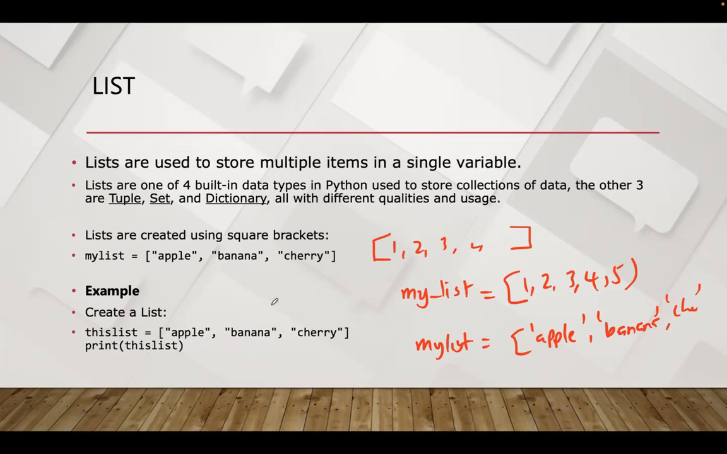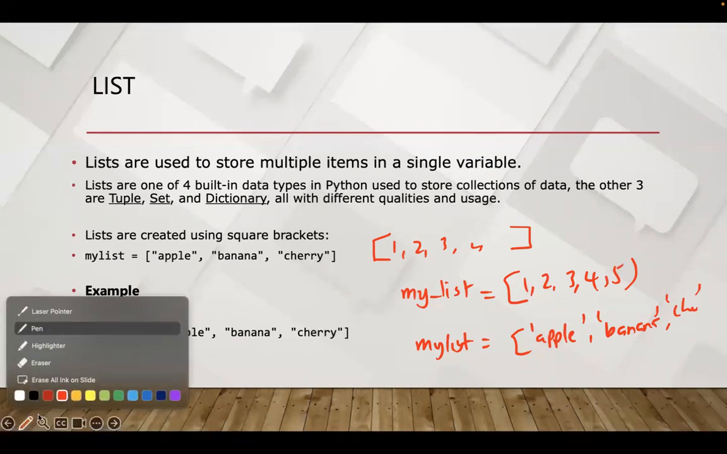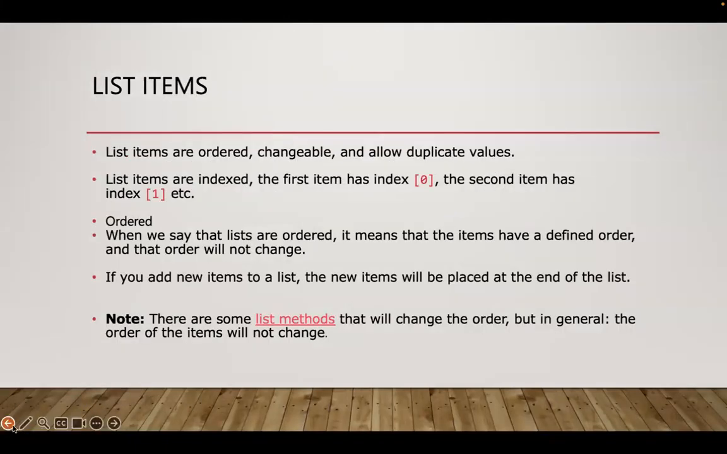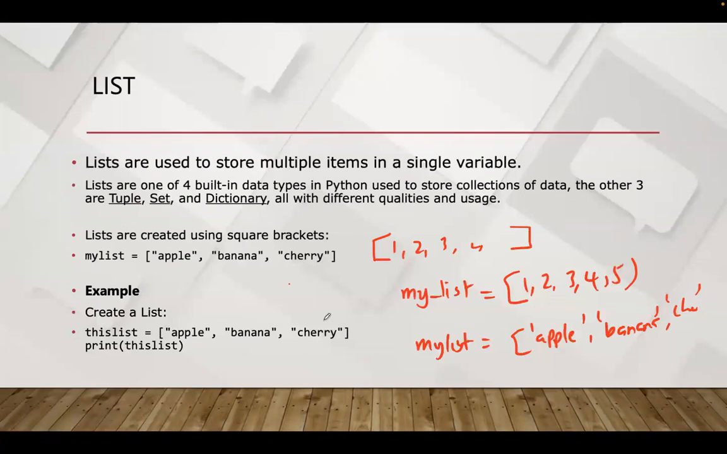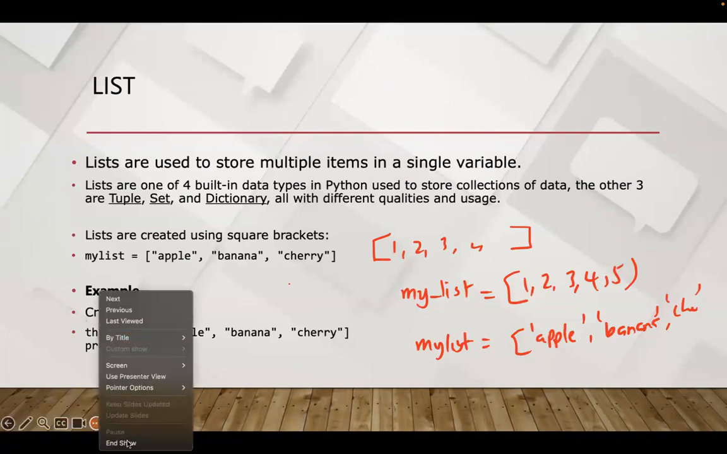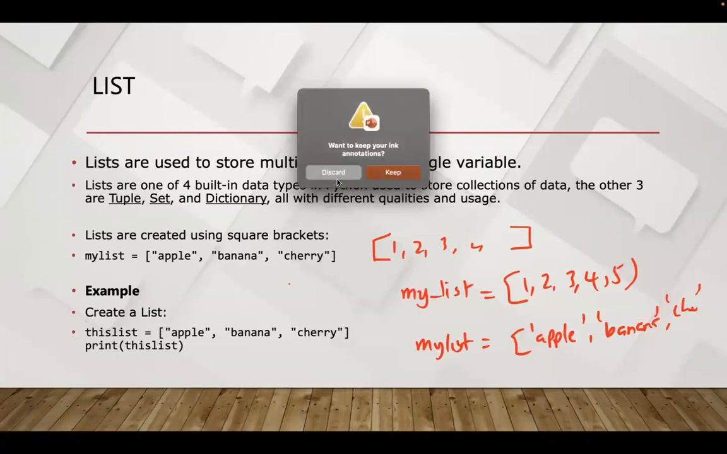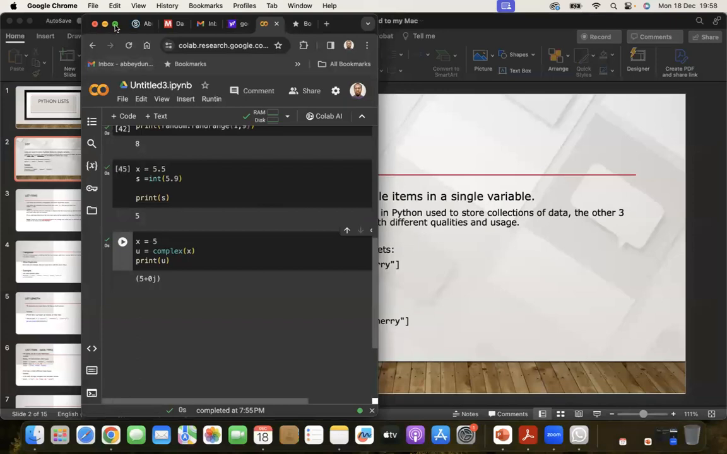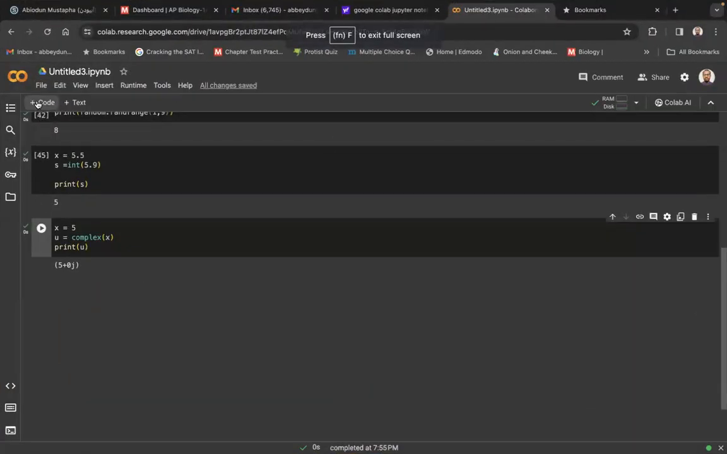Print this list. Now let's quickly go and see how it looks. When you create a list, you just call the name of the list and it's going to print the list for you. Let me show you quickly. I always love to show what I'm talking about.